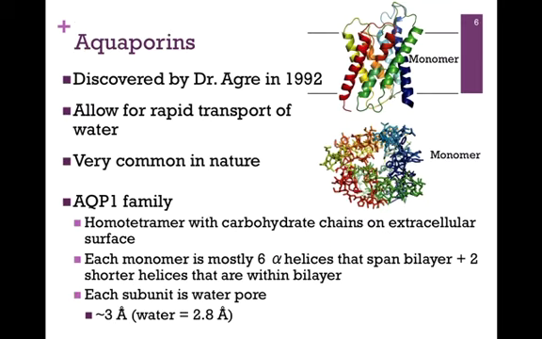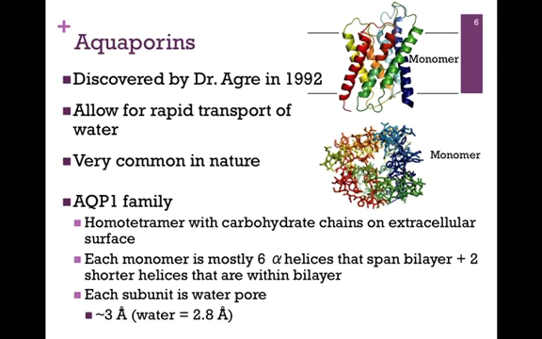Another example of a selective channel is an aquaporin. They were discovered by Dr. Agre in 1992. They allow for the rapid transport of water. Some water can move through the membrane by simple diffusion, but for larger volumes of water transport, we need these aquaporins, and so they're very common in nature.